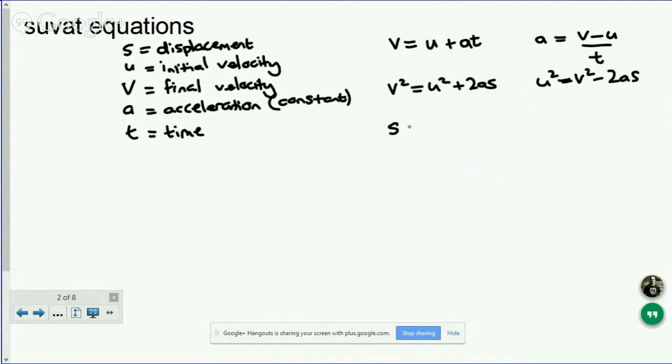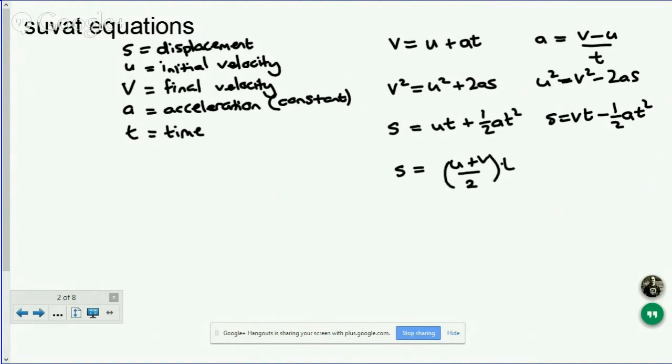Then we've got our distance, displacement, equals ut plus a half at squared. Conversely, you can put v in there and make it s equals vt minus a half at squared. And finally, if you average out the velocities and multiply it by the time, you'll get the displacement as well.